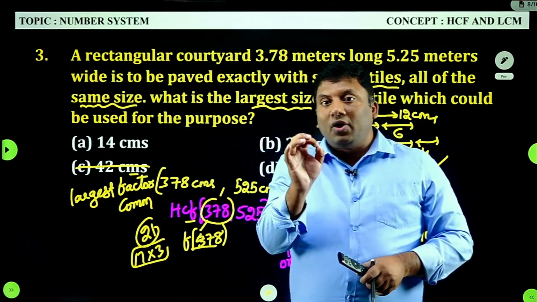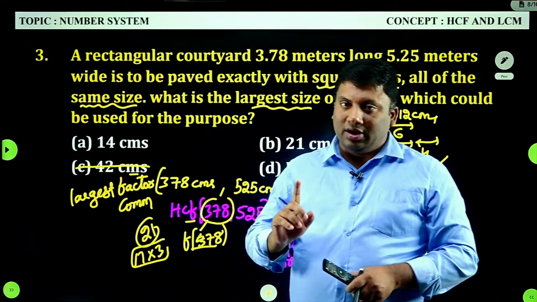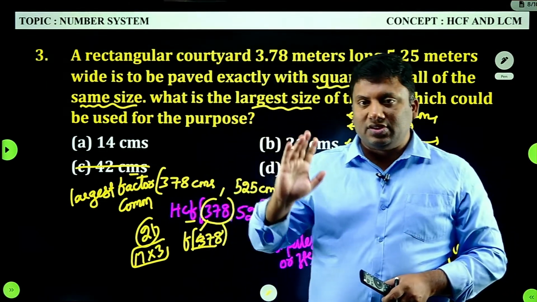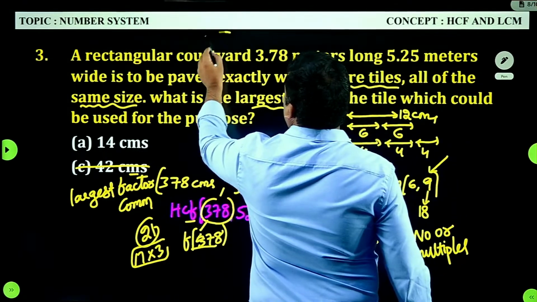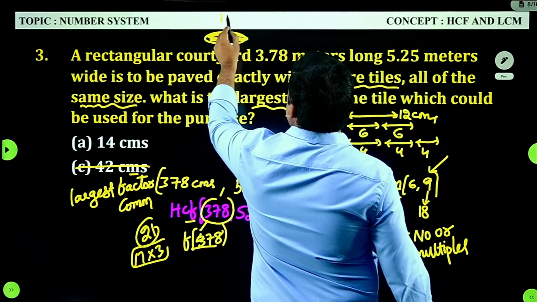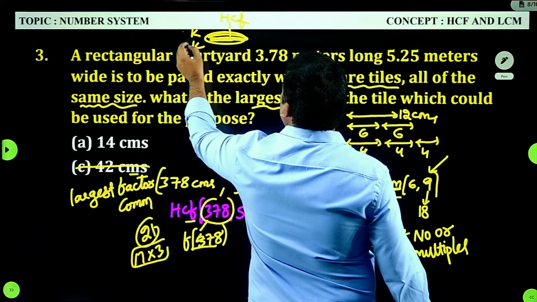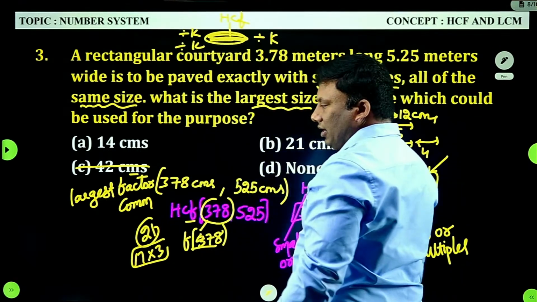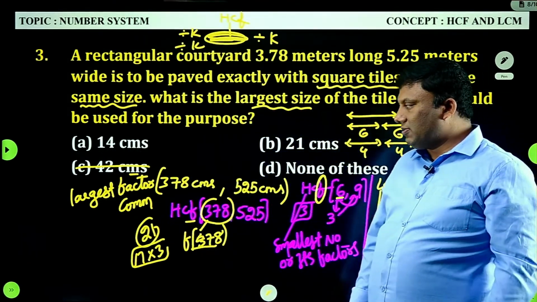Very, very important point: if the answer is divisible by 21, all the numbers should be divisible by 21. HCF is a black box. If the input numbers are all divisible by K, the answer will also be divisible by K.